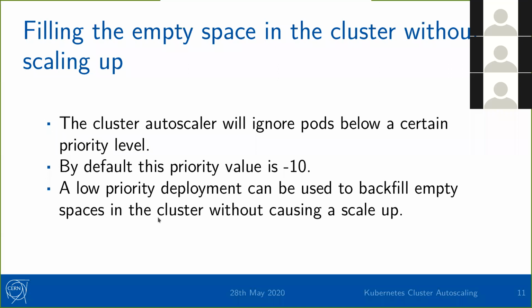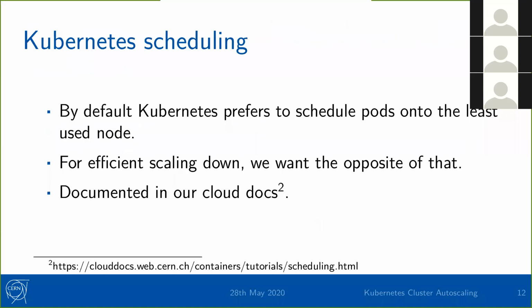And scheduling is something to consider for efficient autoscaling. To be efficiently running on the lowest number of nodes possible, you would prefer to always schedule onto the node that is already most used. In Kubernetes, the default is to do not that, it is to spread across all nodes as evenly as possible. And this can be changed in the Kubernetes scheduler configuration.